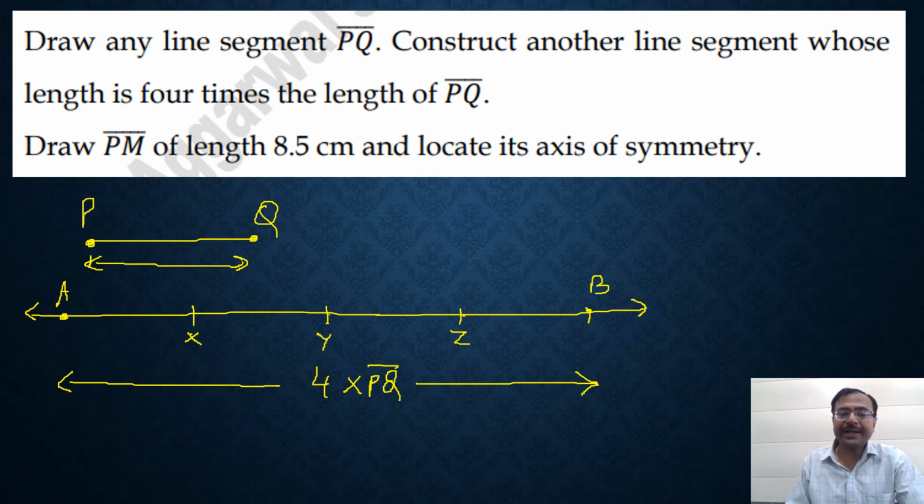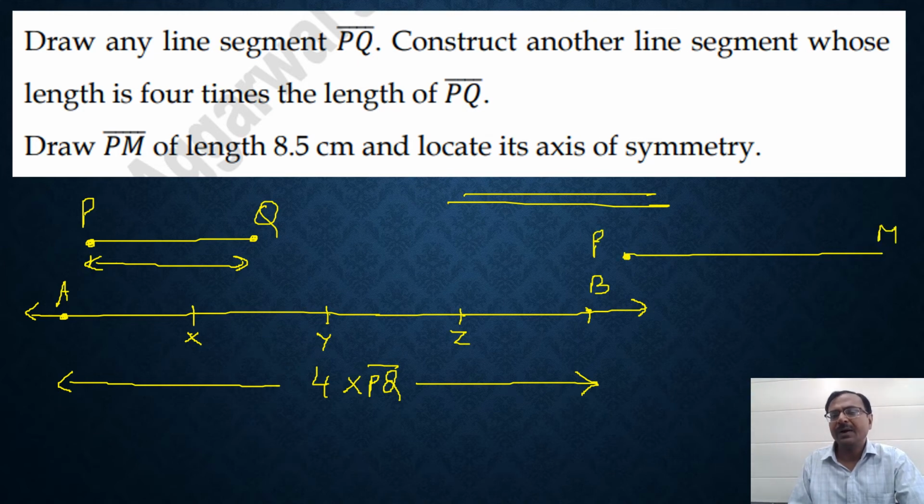Okay, locating the axis of symmetry. This is another very important thing. So suppose you have a line segment, this line segment is PM. Whatever length, in this case, the length is given to you as 8.5 centimeters, so you can draw that. How to locate its axis of symmetry? The axis of symmetry for a line segment always passes through its midpoint. So what you need to do is to locate the midpoint first.